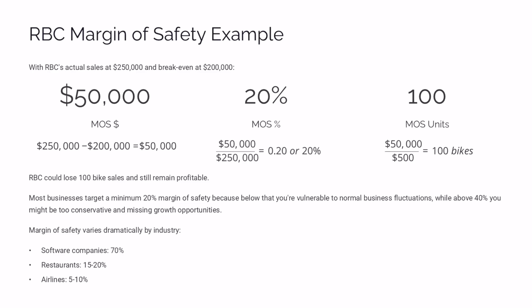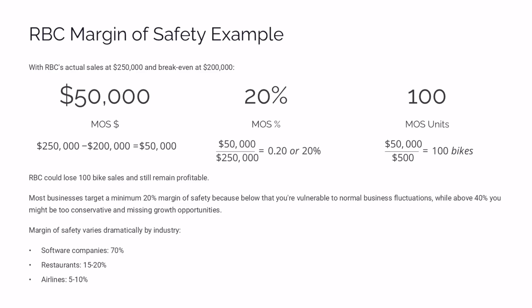The advanced technique that McKinsey consultants use is calculating incremental margin of safety from new initiatives, asking, how does this decision change our margin of safety? because adding fixed costs reduces it while improving contribution margins increases it, and every strategic decision should be evaluated through this lens.